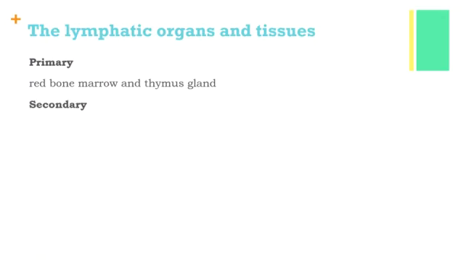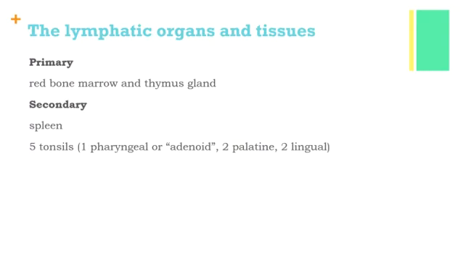The secondary lymphatic organs and tissues are the spleen, the 5 tonsils, the Peyer's patches, the lymph vessels and lymph nodes, the skin, and the liver.